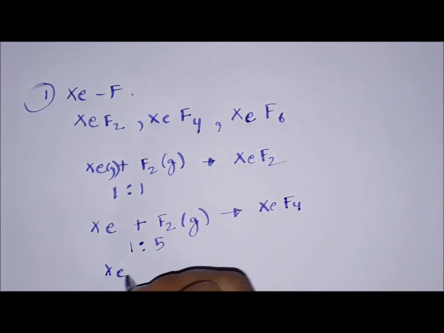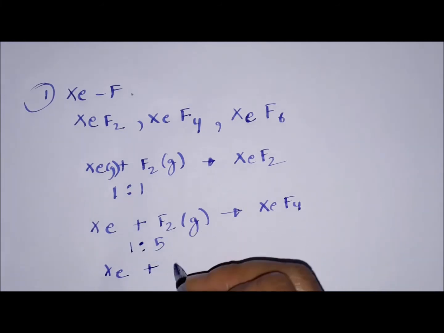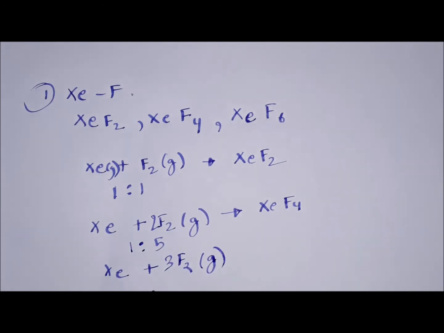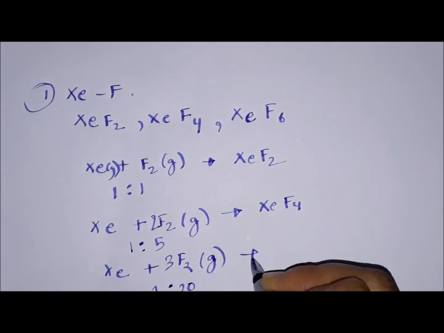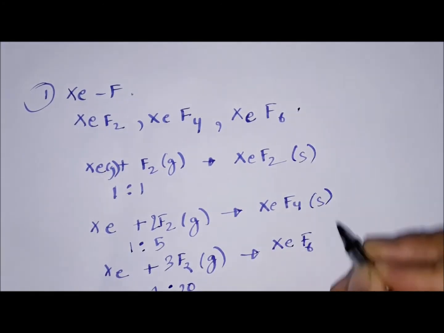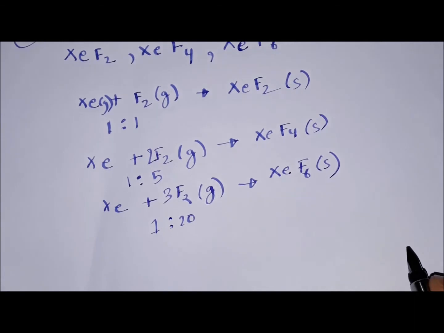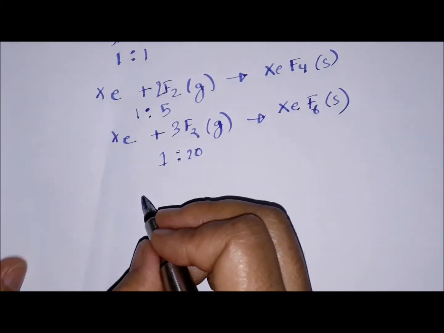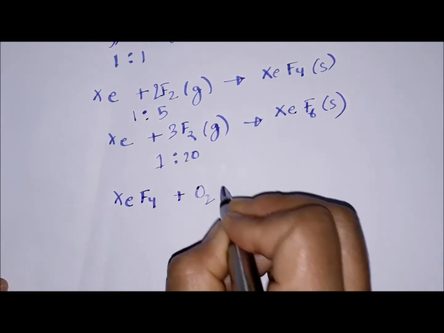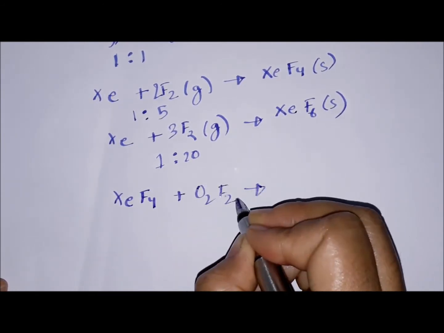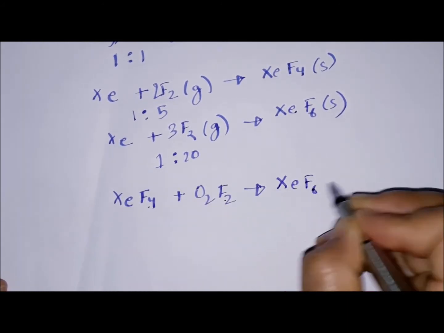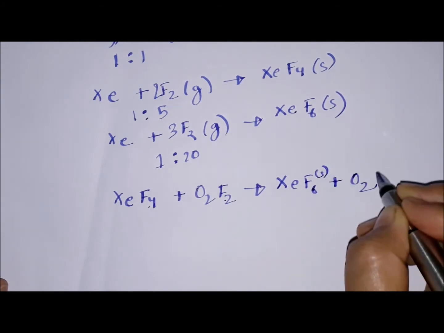And when fluorine is taken in excess amount, that is 1:20 ratio, then we get xenon hexafluoride. All these are solid. This xenon hexafluoride can also be prepared by reacting xenon tetrafluoride and O2F2, oxygen difluoride. It will give XeF6 plus O2. All these are solid.